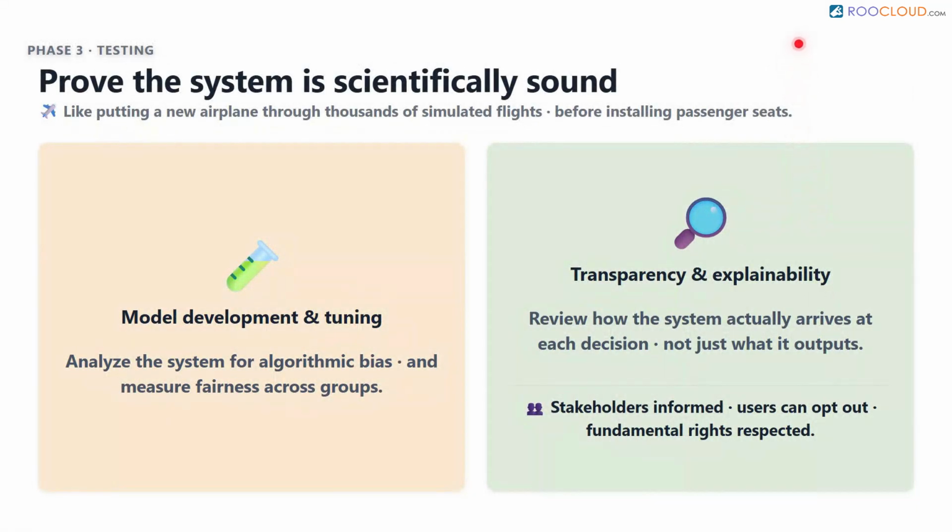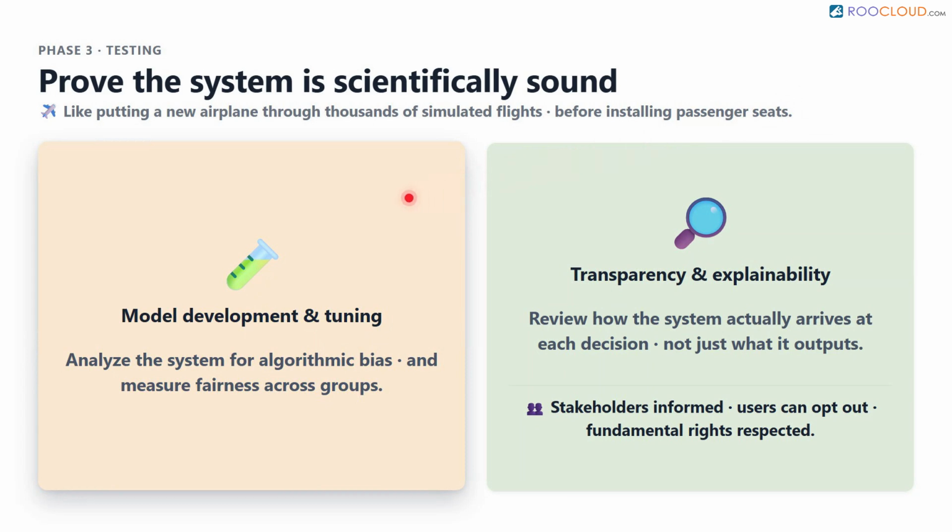The third phase is the testing area. This is where you prove that the processes used to train and validate the system are scientifically sound. Think of this as putting a new aeroplane design through thousands of simulated flights before installing the passenger seats. You must evaluate model development and tuning.